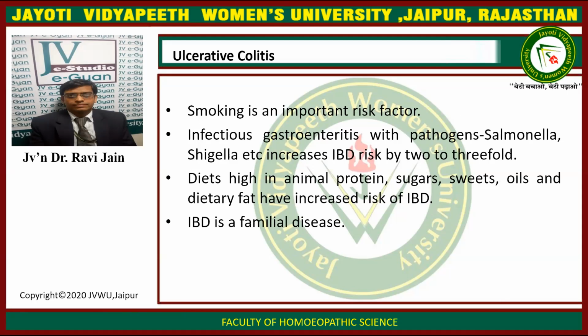The other causes include smoking, which is an important risk factor. Infectious gastroenteritis with pathogens like Salmonella, Shigella, etc. increases the risk of inflammatory bowel disease by 2 to 3 fold. A diet high in animal proteins, sugar, sweets, oils, and dietary fat has an increased risk of inflammatory bowel disease. So, if you are taking a diet which is rich in animal protein, sugar, sweets, oils, and dietary fat, that can increase the risk of developing bowel disease. Inflammatory bowel disease is basically a familial disease, running among families.